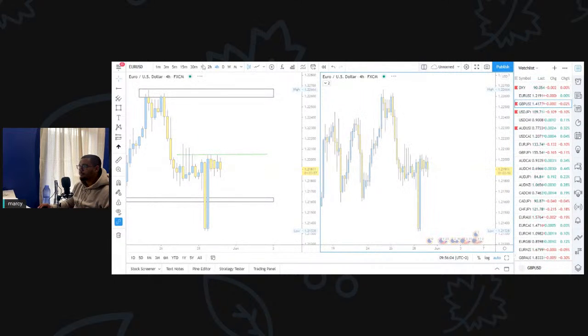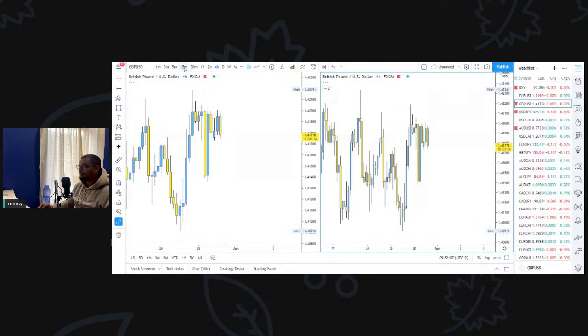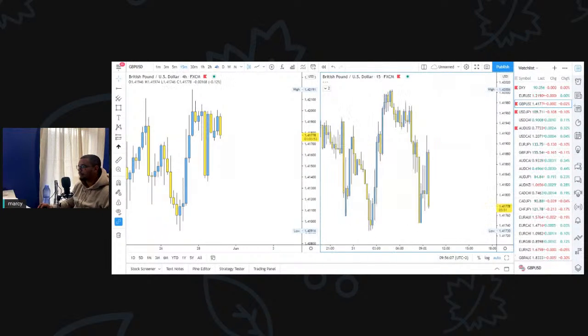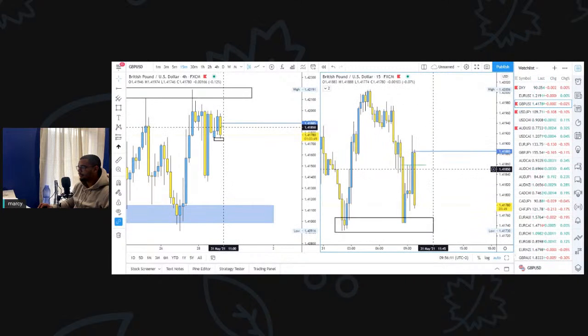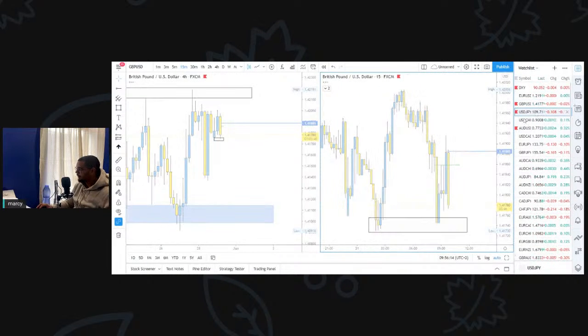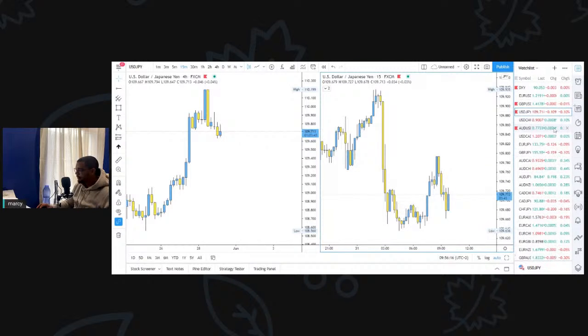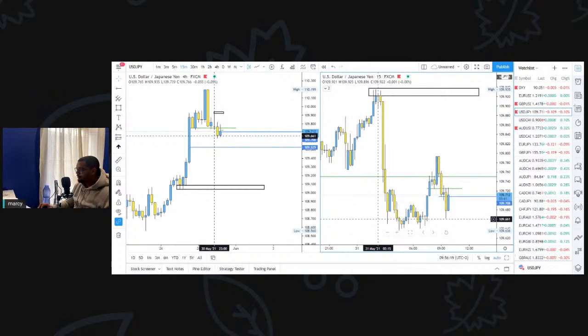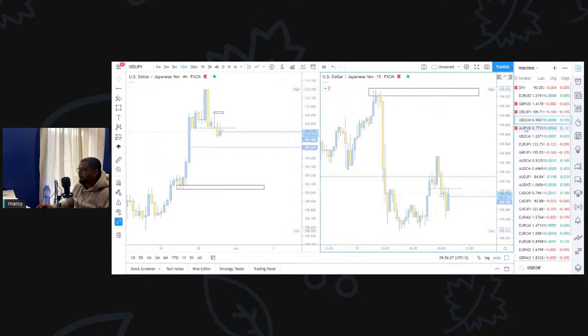So I thought I had a trade on pound. Clearly. Pound ain't feeling us. Look at that, mate. Bloody hell. Even USD JPY too is just doing complete nulls.